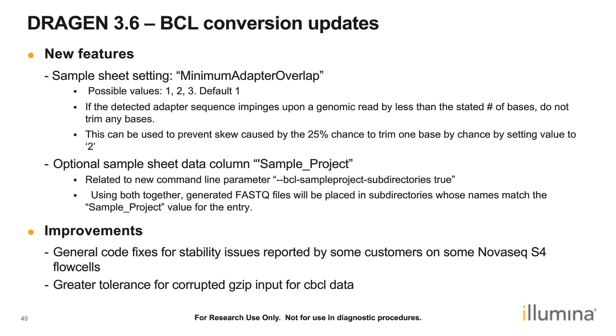Again, we have done some code fixes, some stability improvements, and some better tolerance for some of the corrupted data that might have sometimes crept into our flow cell files. So, just some better tolerance so that we don't throw errors. There would be warnings, but we'll go and process your flow cell, demux it, to get you the FastQ file. Some of these issues were reported by some customers, so we've been able to address that, and they've been successfully able to demux their flow cells after those changes.